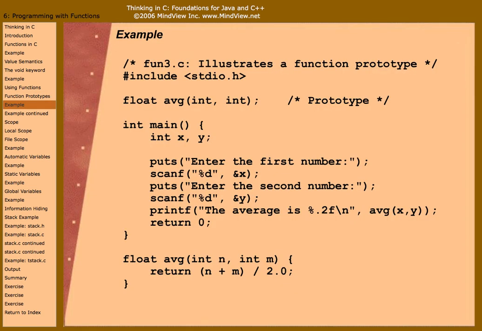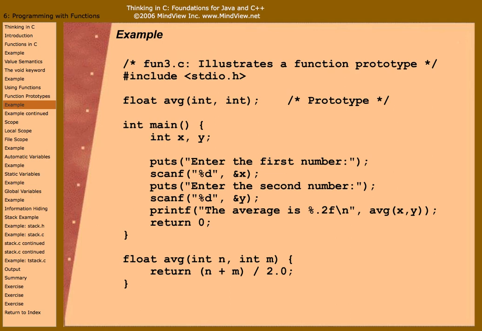This is a rewrite of the average example in the beginning of this section to show how to use a prototype. Instead of actually defining the function with its body before I use it, I'm just going to write down the prototype. The prototype requires a return type, the name of the function, and then the parameter type list. Notice that I'm not using variable names.